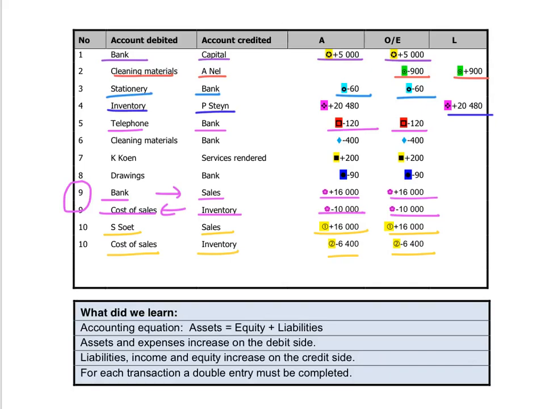So what did we learn today? According to the accounting equation, assets equals equity plus liabilities. Assets and expenses always increase on the debit side. Liabilities, income, and equity always increase on the credit side. So to remember, write down the word ALICE, so that it's easy for you to remember which ones will increase on the debit side. The first letter of ALICE and the last letter of ALICE, assets and expenses, will increase on the debit side. Liabilities, income, capital will increase on the credit side.